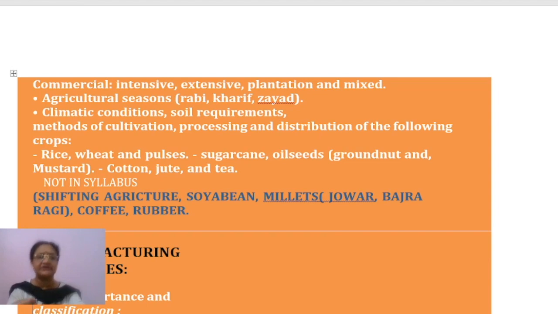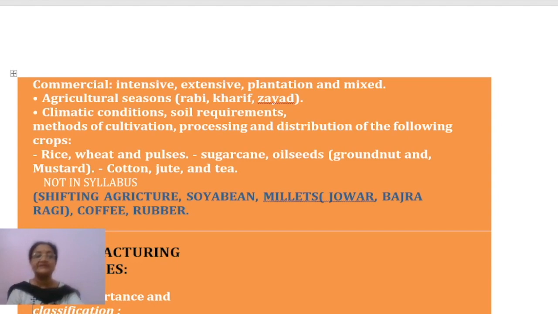Millets means the coarser grains, we call millets. Okay, under this we include the ragi, jowar, bajra. So all these are not there this time. Okay, what about the beverages? Under beverages you will find the tea is there, but the coffee has been cut. Coffee is not there now.